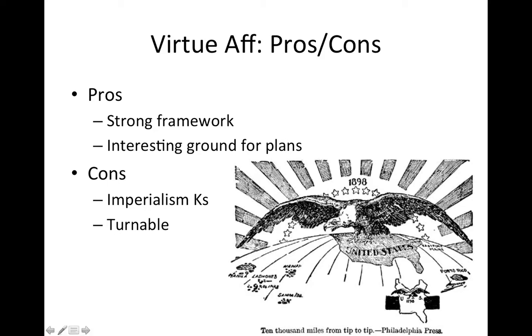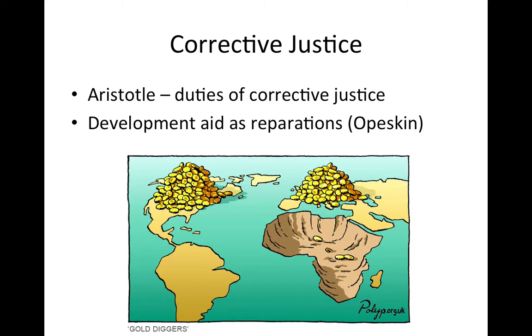But I do like the framework, and there can be some interesting ground for plans. So I think something like a plan about investment in local grassroots organizations or something about education could potentially go well with this aff, but you have to be very, very careful in choosing an advocacy because the imperialism arguments are going to link in super hard if you have some plan that has historically been used for imperialistic purposes.